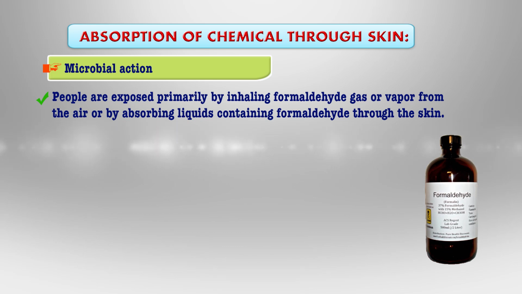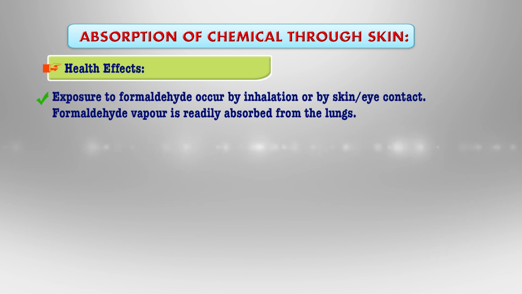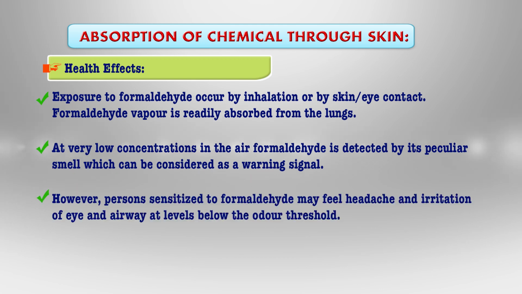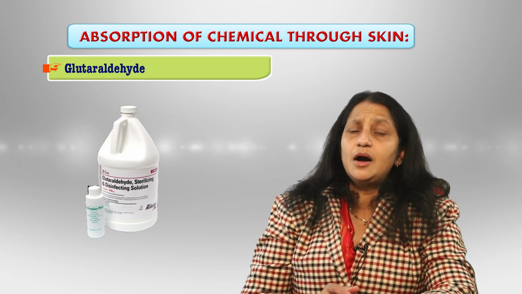People are exposed primarily by inhaling formaldehyde gas or vapor from the air or by absorbing liquid containing formaldehyde through the skin. Workers who produce formaldehyde or products that contain formaldehyde may be exposed to higher levels than people in the general population. Formaldehyde vapors are absorbed by the lungs, and at very low concentrations in the air, formaldehyde is detected by its peculiar smell. But persons sensitized to formaldehyde may feel headache and irritation of the eyes and airways, and irritation of the mucous membranes including the eyes. If you look at glutaraldehyde as a disinfectant, it is also used to eliminate harmful microorganisms on surgical instruments.